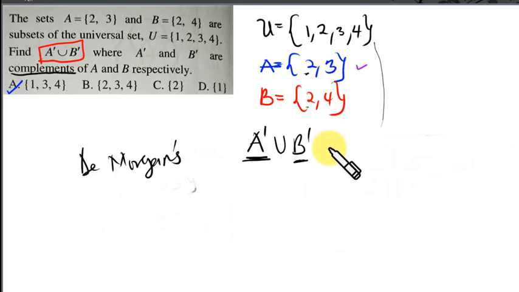This A complement union B complement is the same as A intersection B, complement. That is what we call De Morgan's law. That is, the union of the complements of two sets is equal to the complement of the intersection of the two sets.